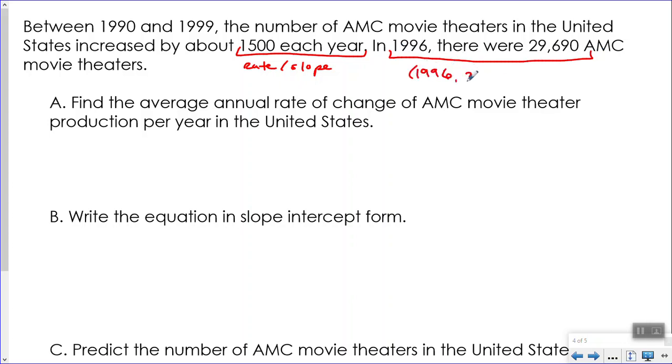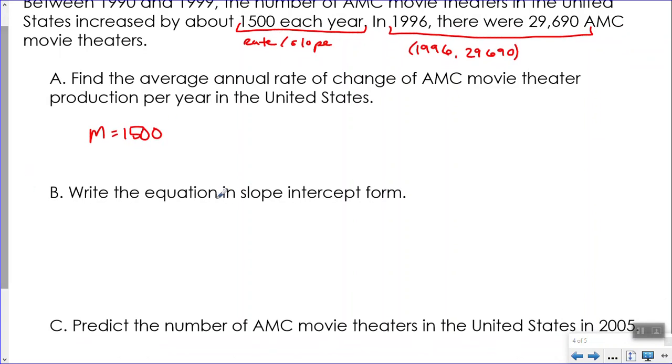99% of the time that we have time as one of our quantities, it's going to be our independent variable, because time keeps going on even though the number of movie theaters may not be changing. So here we're asked to find the average annual rate of change, and that's already given to us. So our slope here is going to be that 1,500. So part A is done.